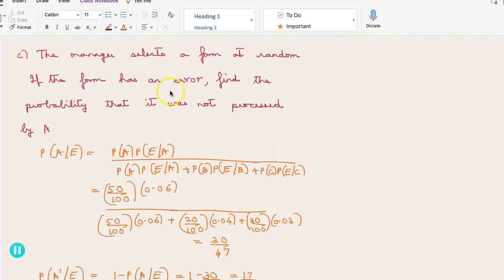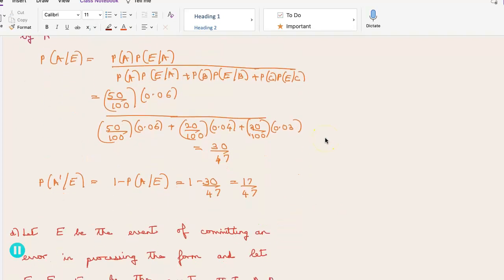Now you need to find the probability that it was not processed by A. So I want to find probability of A complement given that there is an error. That is 1 minus probability of A given E. That is 1 minus 30 by 47, which is 17 by 47.